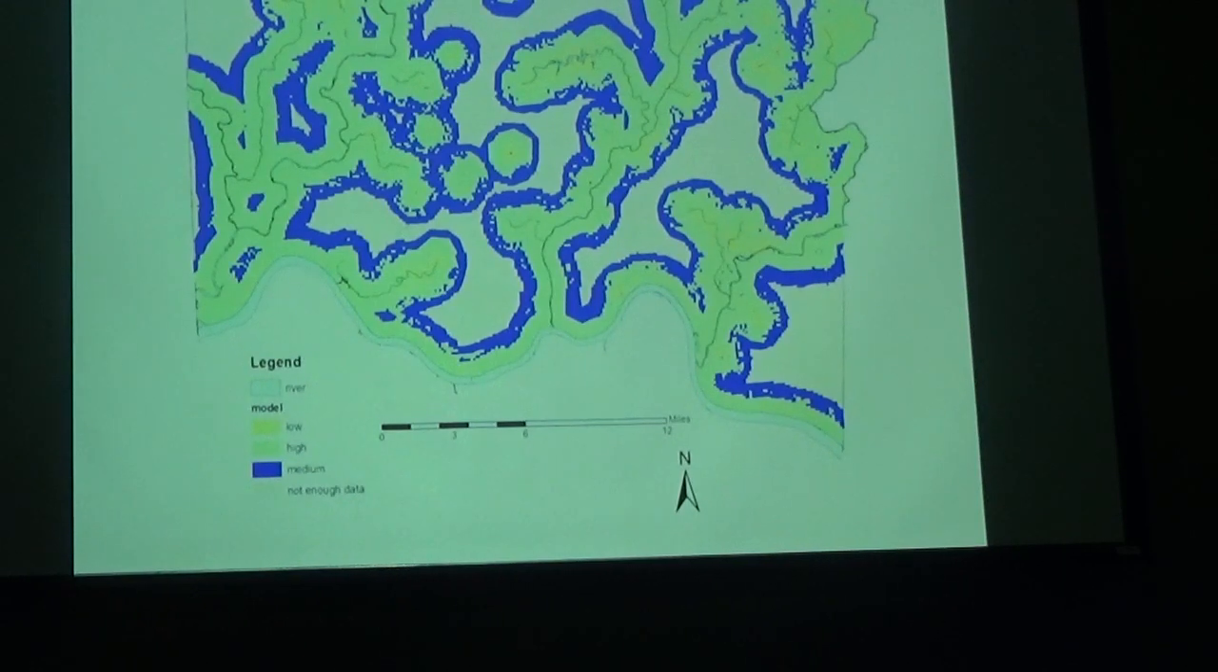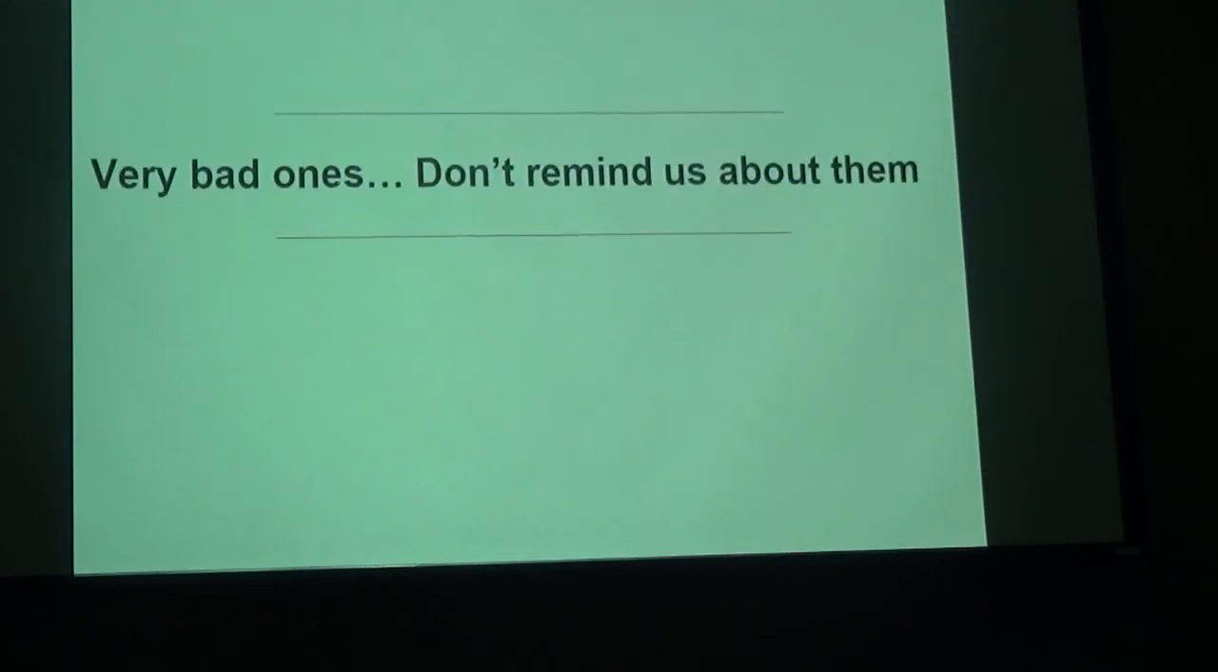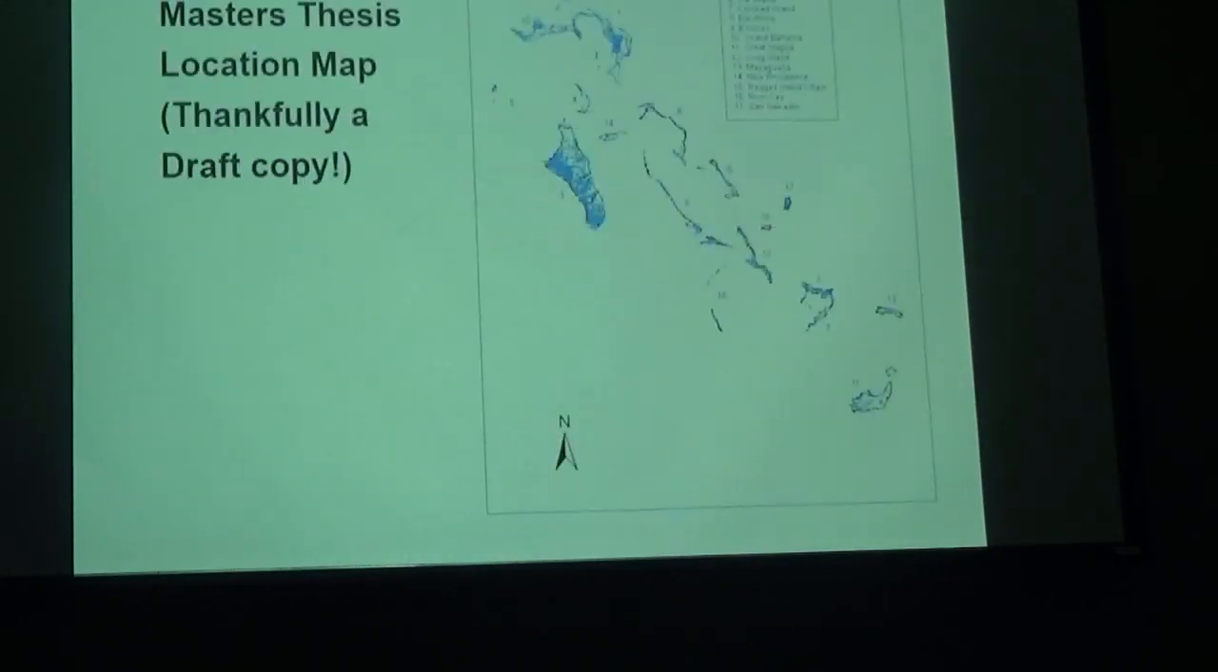No story told. Very bad ones. Like, really bad ones. This example doesn't really work well in Florida because you might recognize the names on this. What do you see right now? It's a map. What else? Islands.